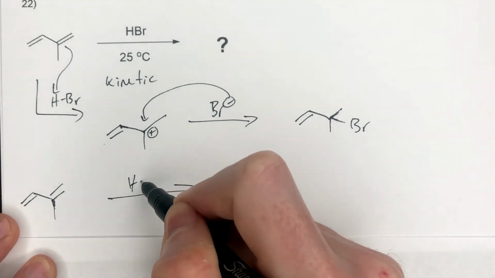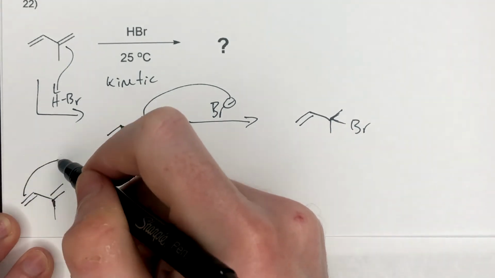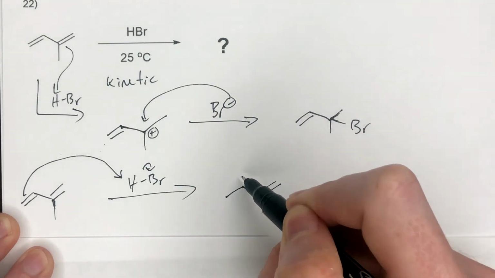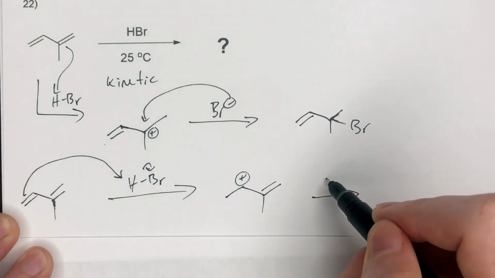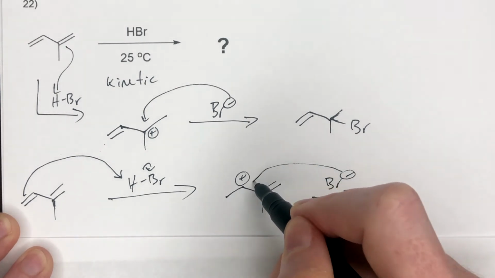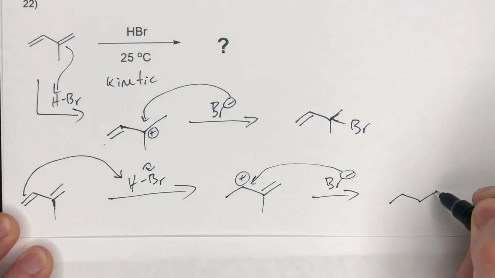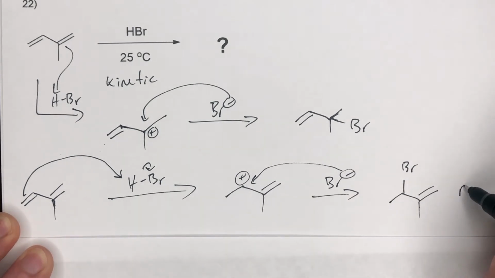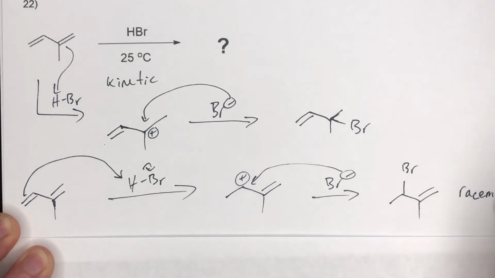So if HBr is attacked by the other pi bond, you will get this structure here, and then Br minus will attack the carbocation, and this will give you this structure here. And this must be racemic since we started with an achiral material.